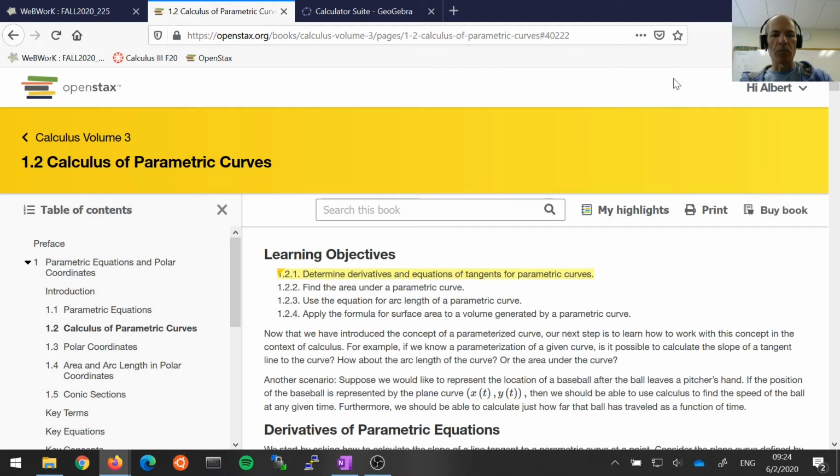All right, welcome to section 1.2, the calculus of parametric curves. We're not going to cover nearly all of this section. Mostly we're going to focus on this first learning objective: to determine derivatives and equations of tangents for parametric curves. We're ignoring finding the area under a parametric curve, the arc length, and surface area for volume of revolution. Some of these are topics that we may return to later in the semester, but at the moment they're not really necessary.